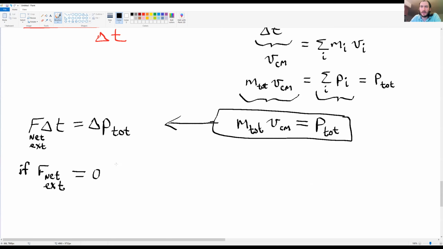And you guys notice I've left off a lot of vector signs here. Feel free to add in the vector signs if you want to, but for what we're about to do, the vector signs are not necessarily that important just yet. So if the net external force is 0, then that implies that the change in total momentum is 0, right? That means that momentum is conserved.